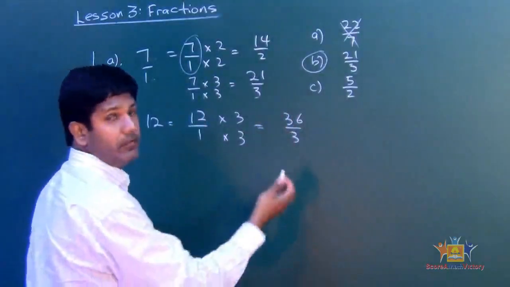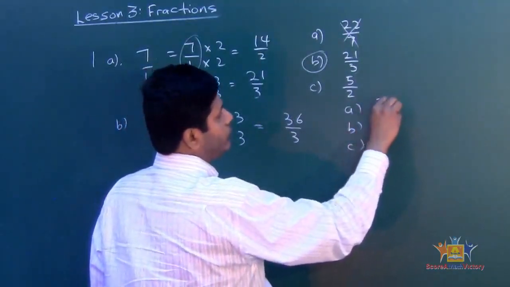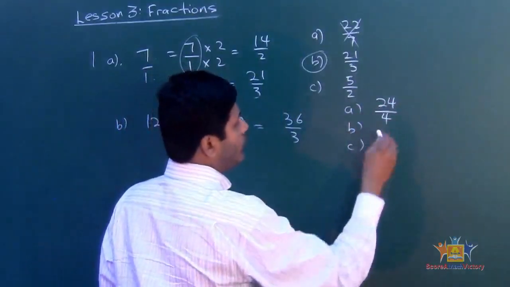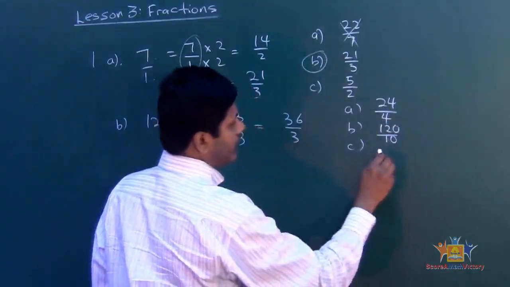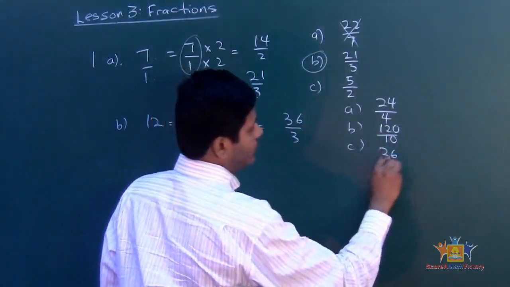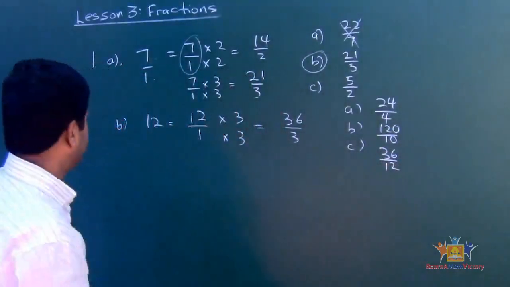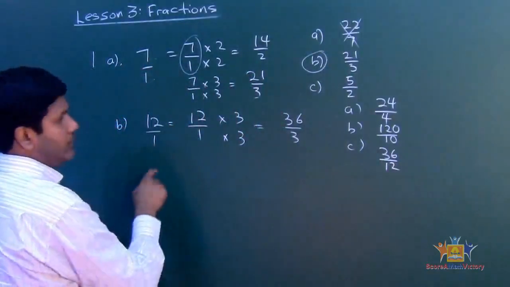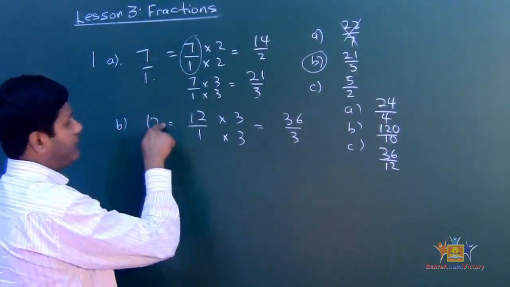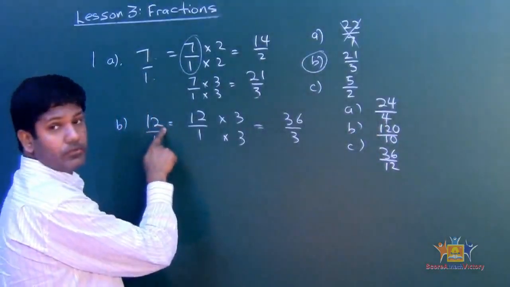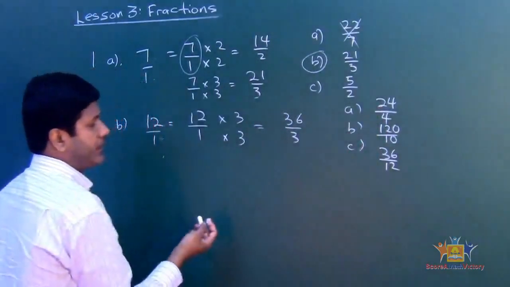Now again, if I were to give you a multiple choice, A, B, C, and I told you the first one is 24 over, let's say 4, then 120 over 10, and then 36 over, let's say, 12. Let's see, this one is 12 over 1. What times 1 gives me 4? 1 times 4. If I multiply this by 4, I have to multiply that by 4. 12 times 4 is what? 48. This one gives 24. So it can't be.